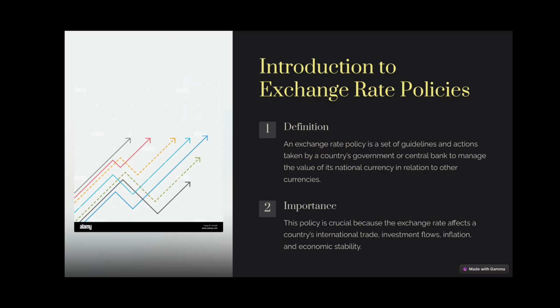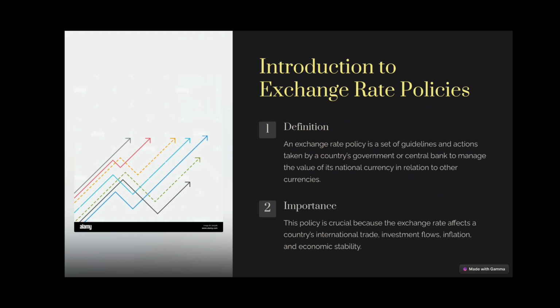First one is the introduction to exchange rate policies. An exchange rate policy is a set of guidelines and actions taken by a country's government or central bank to manage the value of its national currency in relation to other currencies. The policy is crucial because the exchange rate affects a country's international trade, investment flows, inflation, and economic stability.